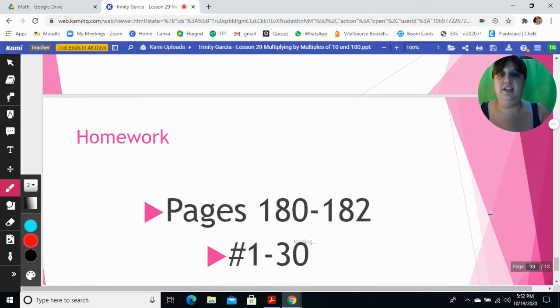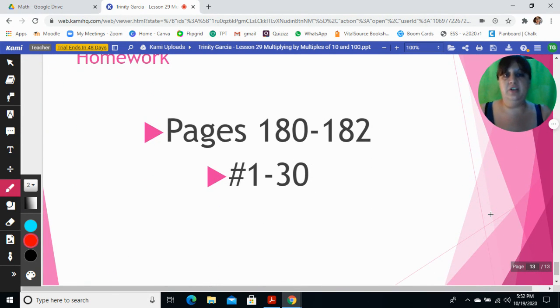All right, and here is your homework. Pages 180 to 182, numbers 1 through 30. You're only going to do the even numbers. Only the even numbers, please. Okay, and you need to turn in your lesson notes and the even numbered homework.